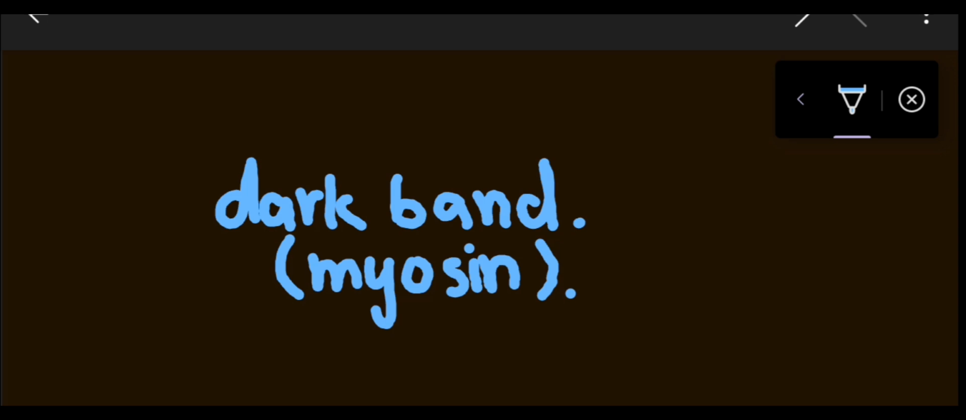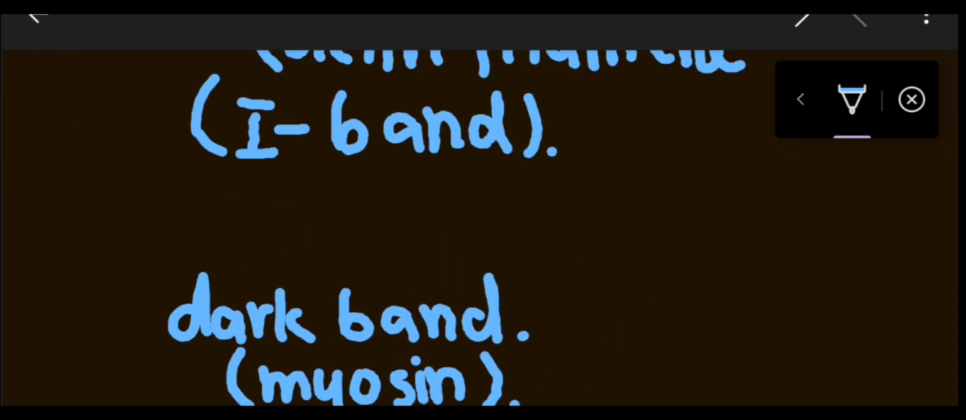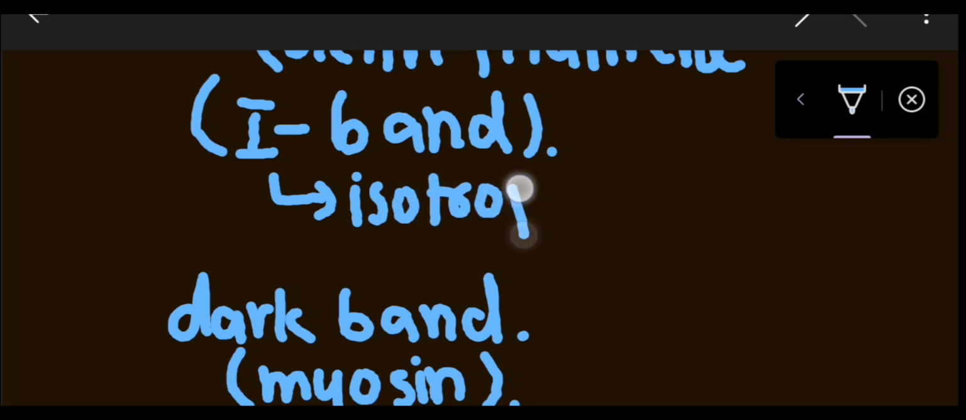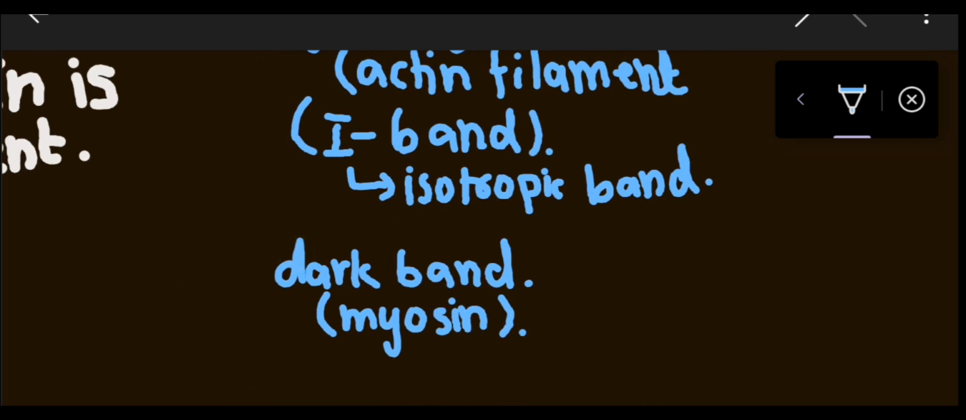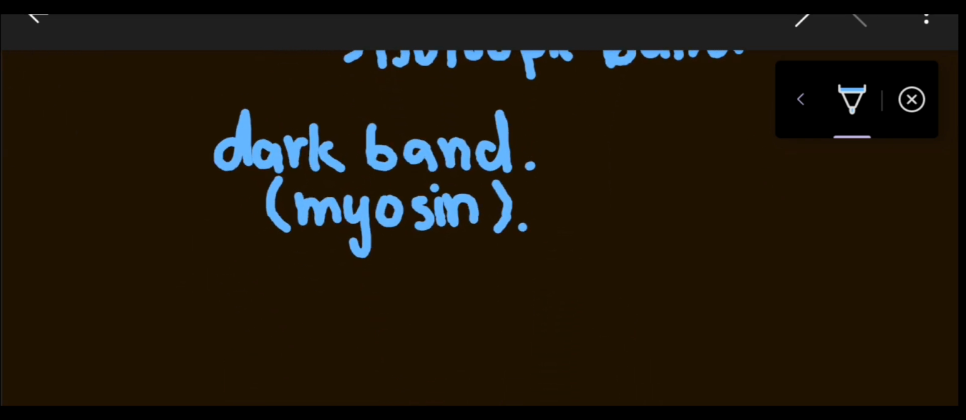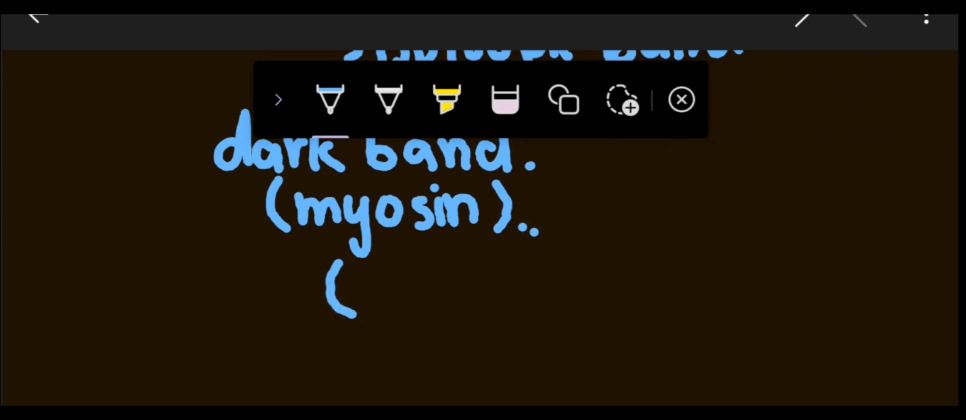Now this I band is known as the isotropic band. And there is a Z line which goes straight, parallel to the I band, which we are going to discuss in a later video. So the dark band contains only myosin.